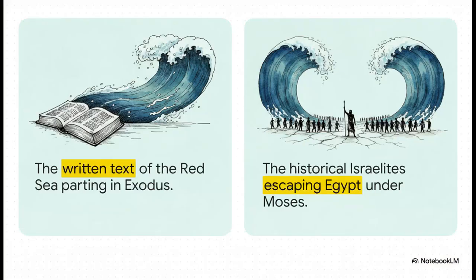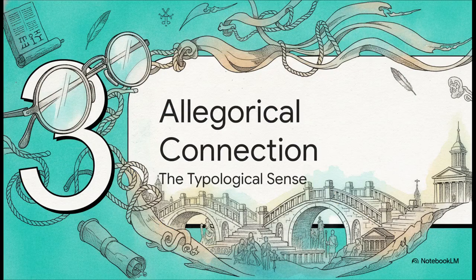To put this into perspective, think about the famous parting of the Red Sea in the book of Exodus. If we're using our literal lens, we are simply focusing on the historical, plain text event. We're looking directly at the historical Israelites escaping Egypt under Moses' leadership. At this level, it is exactly what it says on the tin, a historical account of a specific event in time. Moving on to Section 3, the allegorical connection.